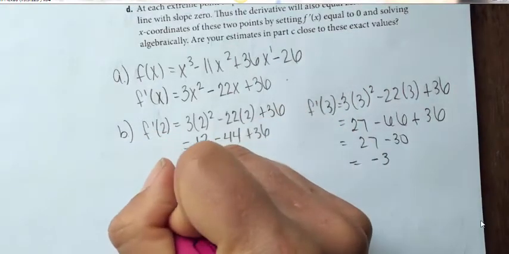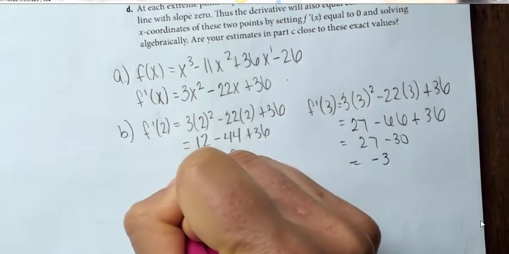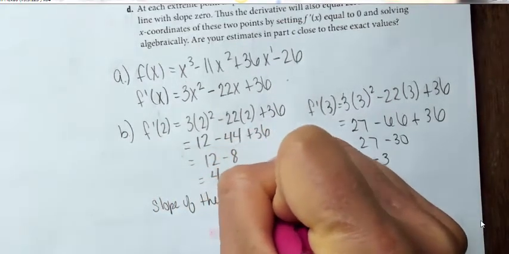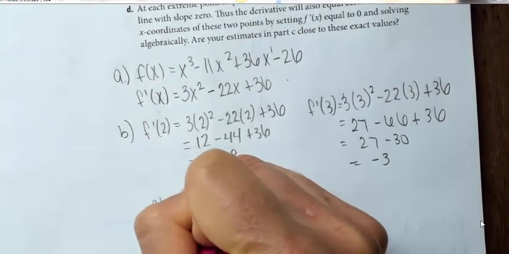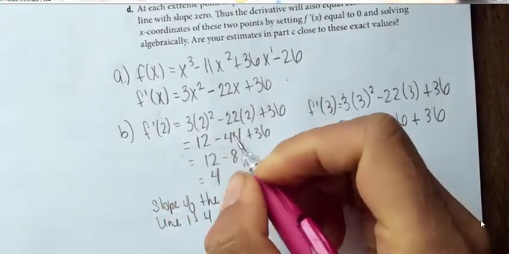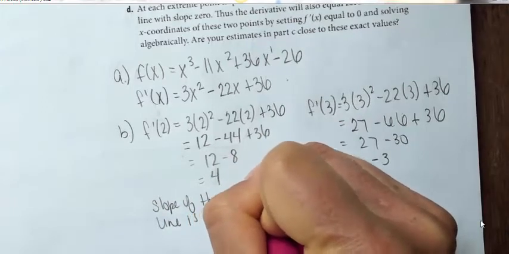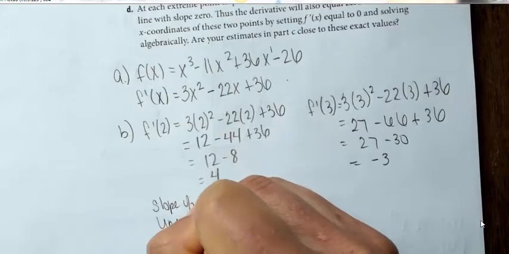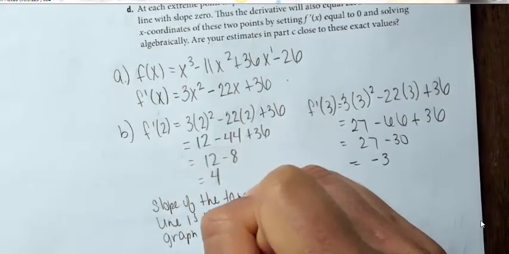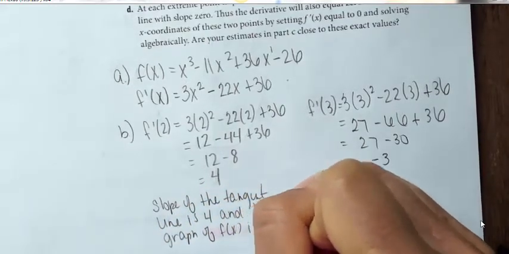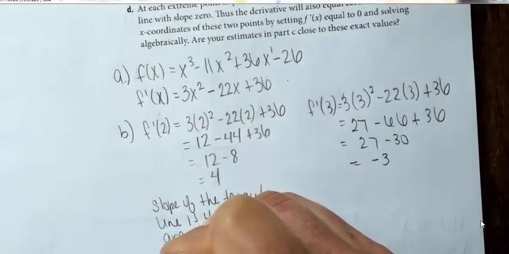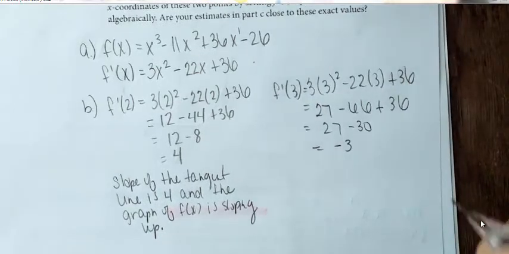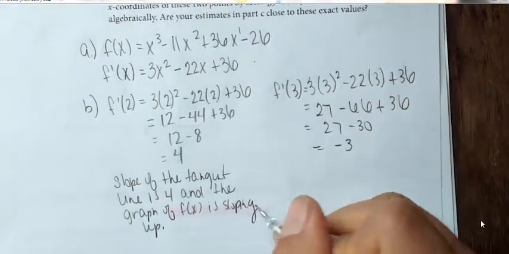So we can say that the slope of the tangent line is 4, and the graph of f of x is sloping up. That's so sloppy. I'm so sorry. I'll try and be neater over here, but that's sloping up.